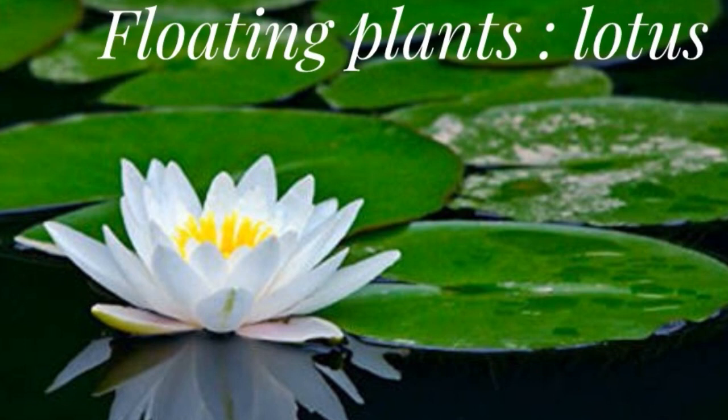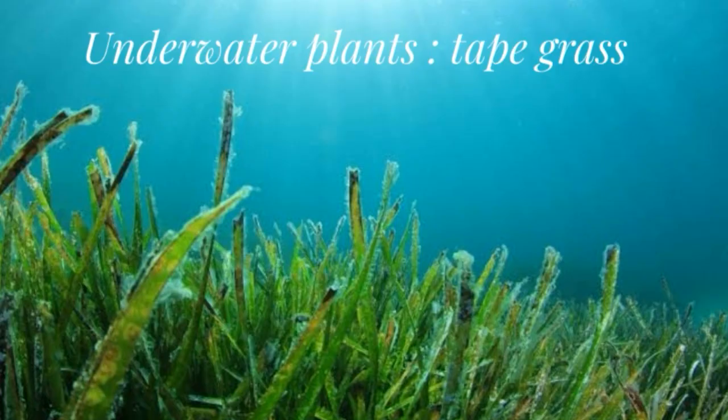Water plants or aquatic plants. Many plants grow in water also. Some float on water while others grow inside water. For example, lotus, water lily, they come under the category of floating plants. Whereas hydrilla, tape grass, these come under underwater plants.